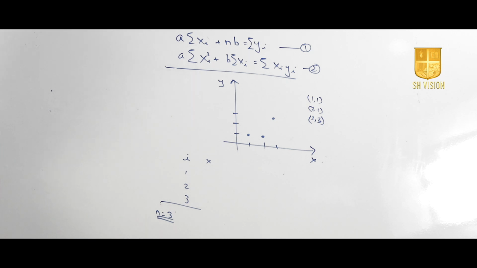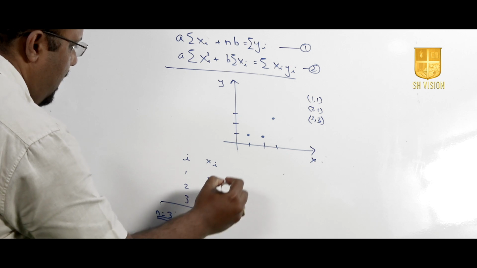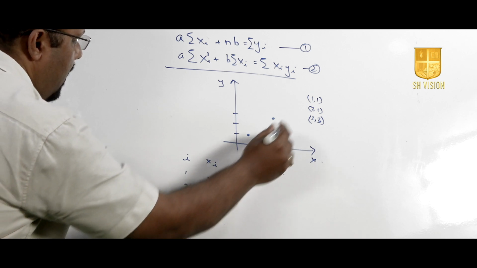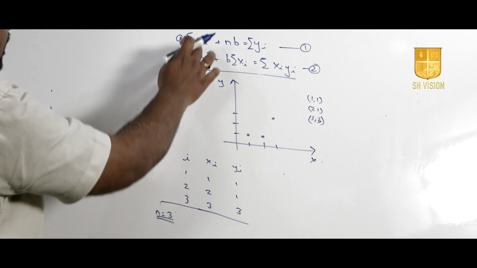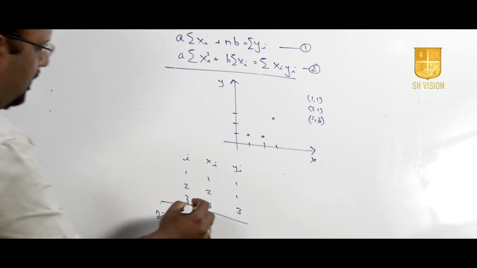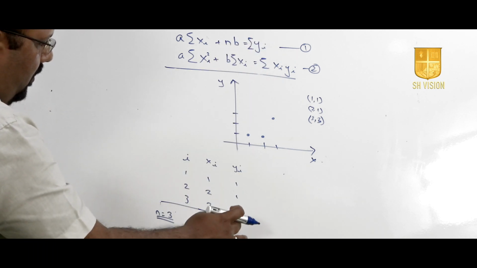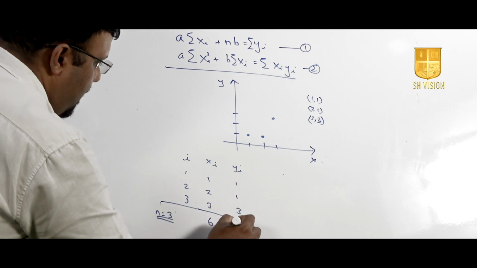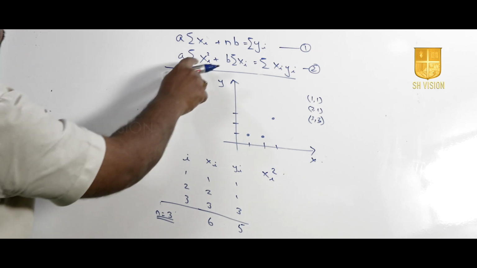So, n is 3 and for the x_i the values are 1, 2, 3, and for the y_i the values are 1, 1, 3. We need to know the summation of x_i, the sum over the x_i values, which is 6; the summation of y_i, which is the sum of all the y values, which is 5; and we should know the summation of x_i square to use this part.